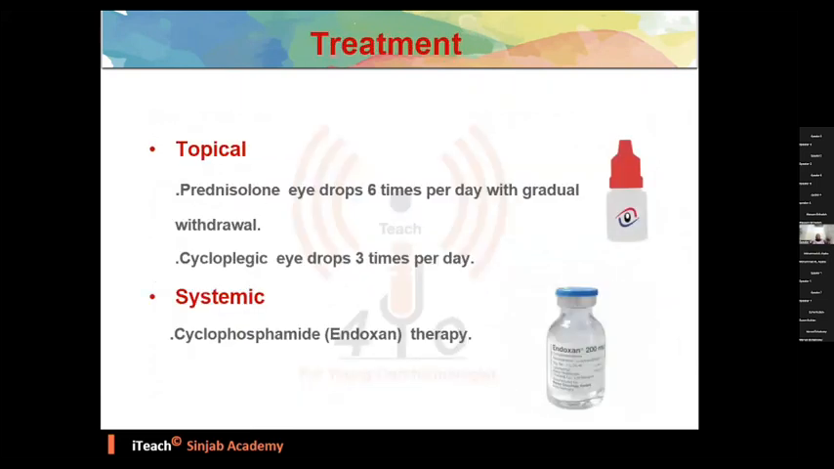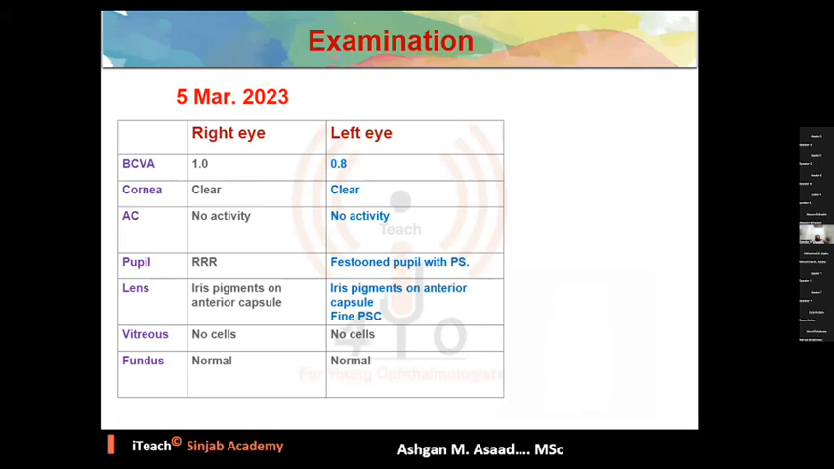Treatment was started with topical prednisolone eye drops 6 times per day with gradual withdrawal, cycloplegic eye drops 3 times per day, and systemic cyclophosphamide therapy. On 5 March 2023, after a 5-month duration of follow-up, the right eye was normal with no abnormality detected. The best corrected visual acuity was 1, and there is no activity. The left eye improved, and the best corrected visual acuity was 0.8, and it was 0.4 previously. The cornea became clear, and there is no activity in the anterior chamber.